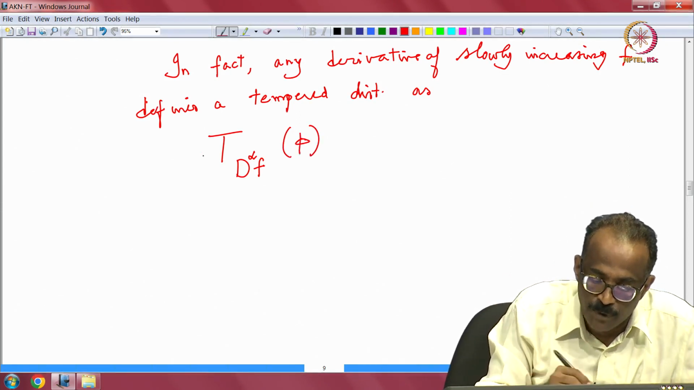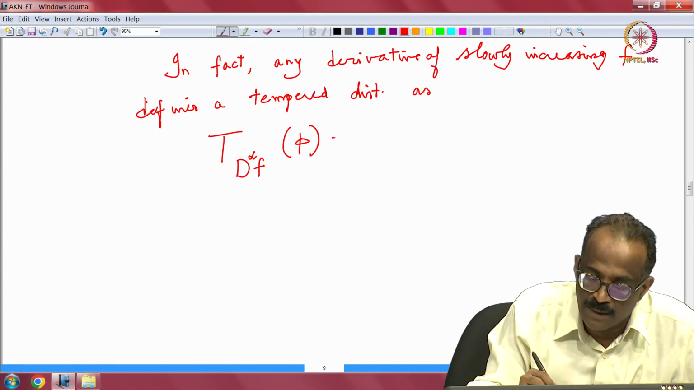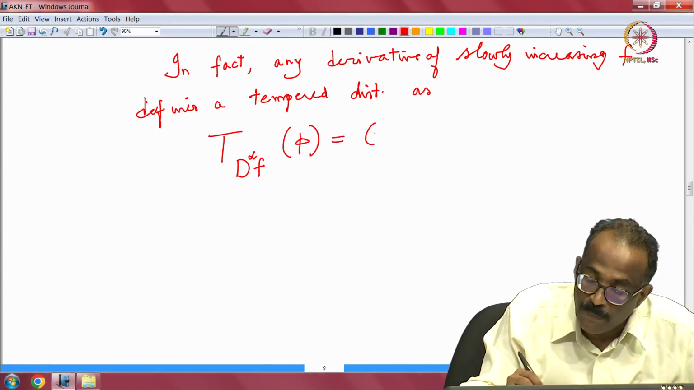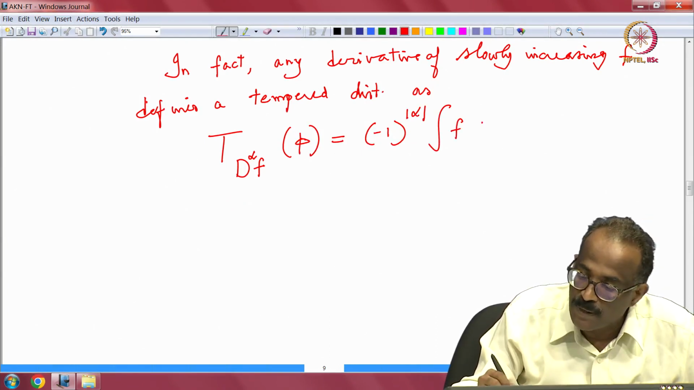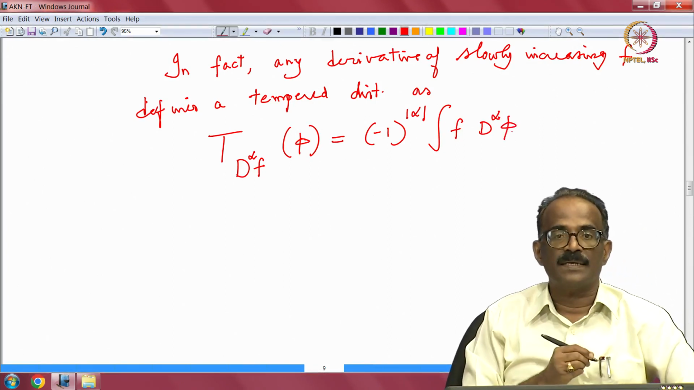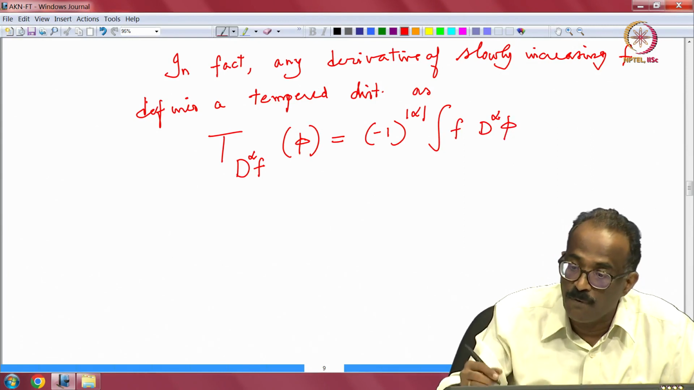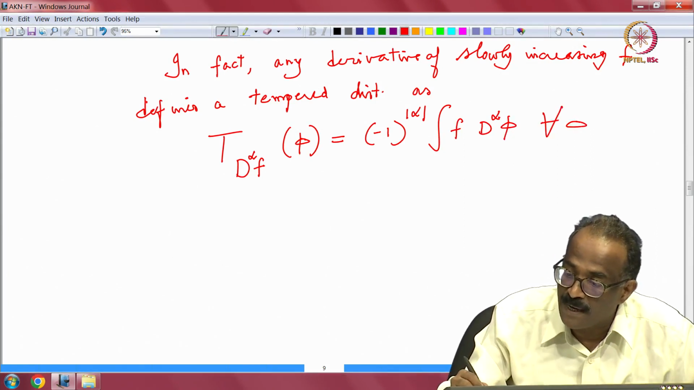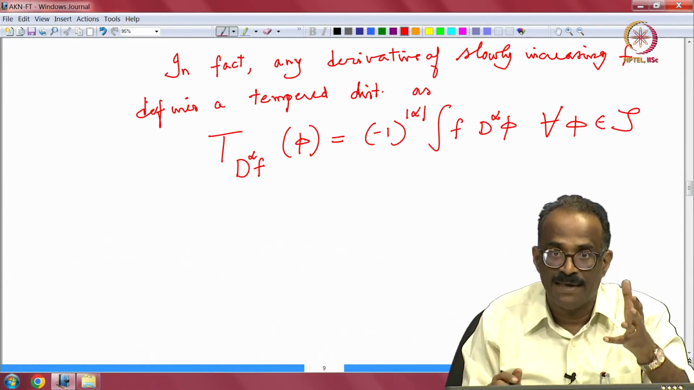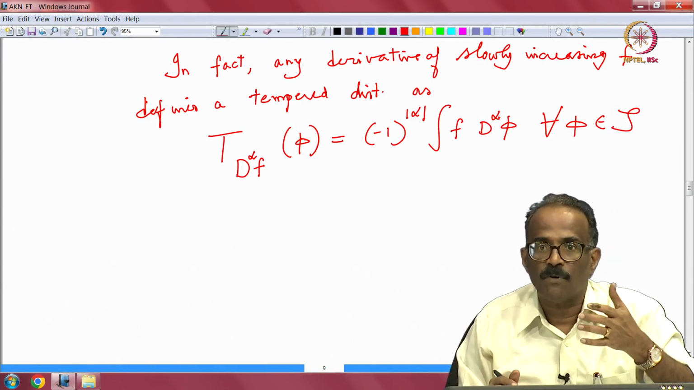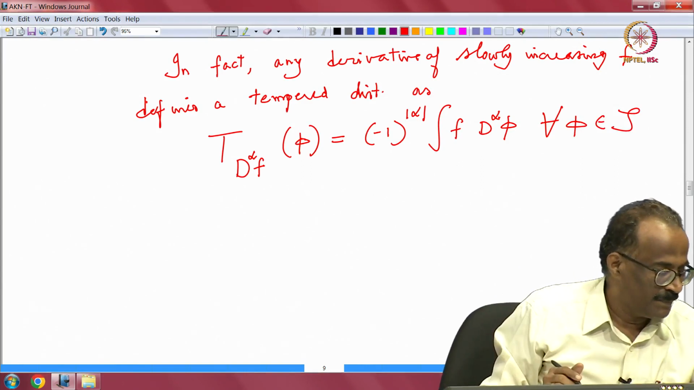So, this defines a distribution given by minus 1 power mod alpha into the integral of f d power alpha phi. You can verify that immediately, it is a tempered distribution, and this is defined for all phi in zeta. So, when I say that, you have to have the meaning not just for phi in D, you have to have the meaning for all phi in zeta.